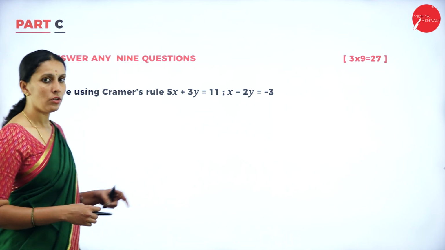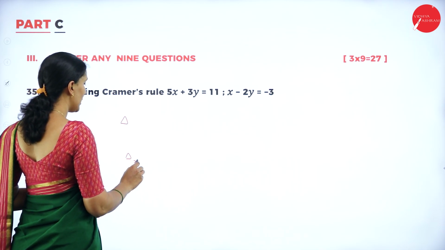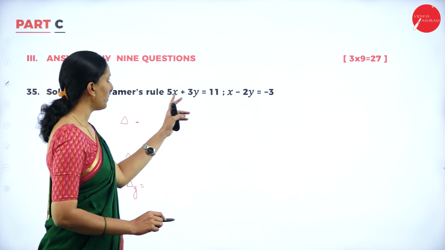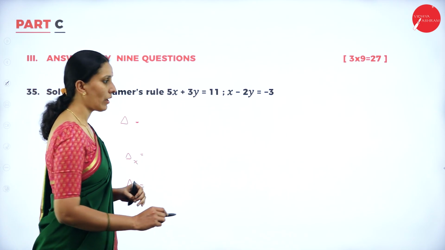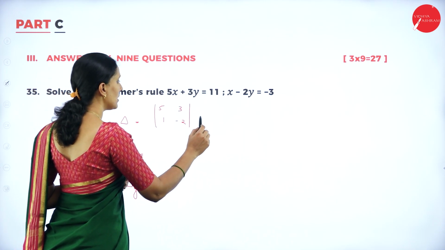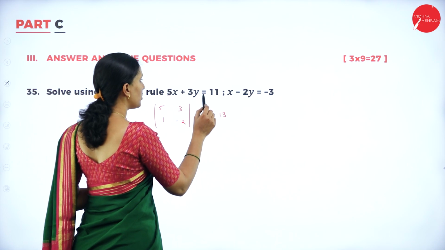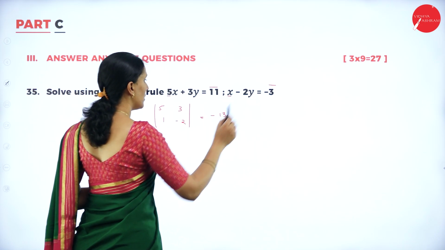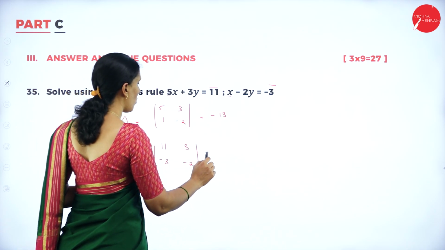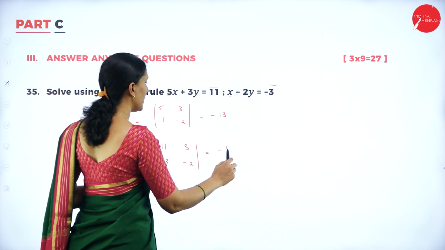Solve using Cramer's rule. So remember Cramer's rule: we need to find delta, delta x, and then delta y. Delta will be the coefficients of x and y in the given linear equations, that is 5, 3, 1, minus 2. On solving this, we get minus 13. Delta x means we replace the coefficients of x by the constants, so we replace it by 11, minus 3, and here you have 3, minus 2. Solving this, we get minus 26. Solving this, we get the answer as minus 13 again.